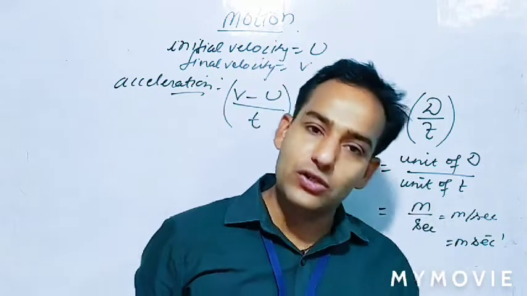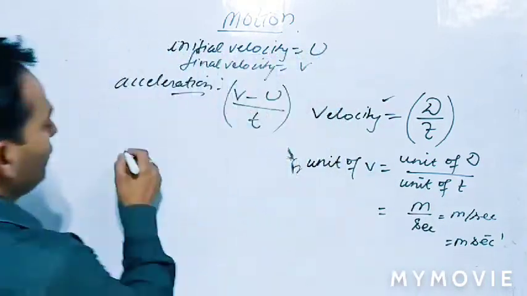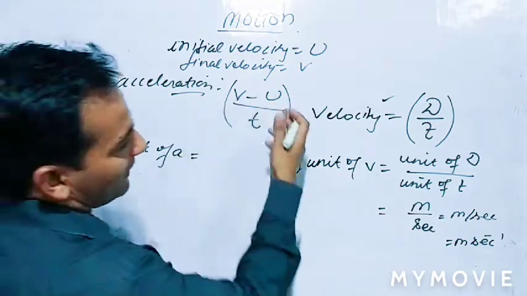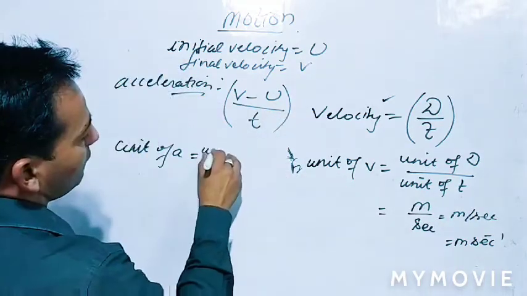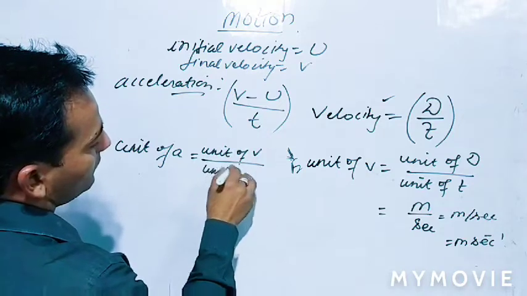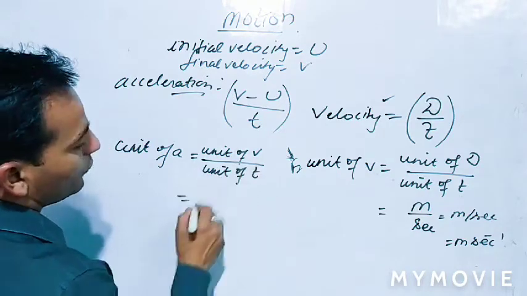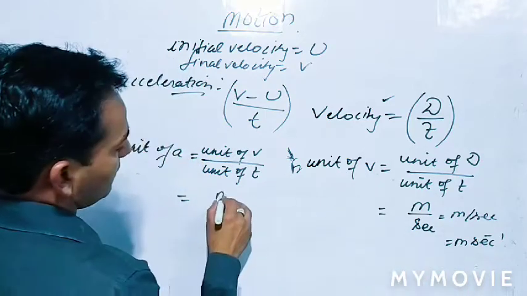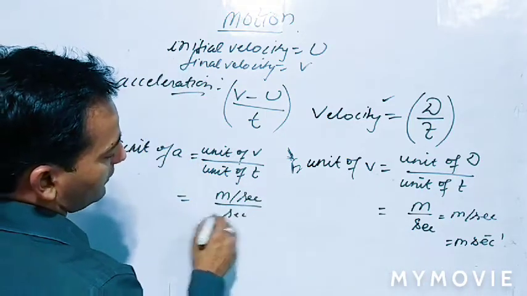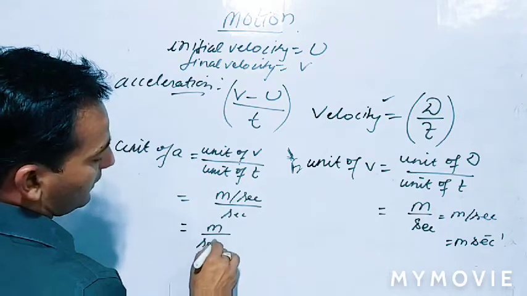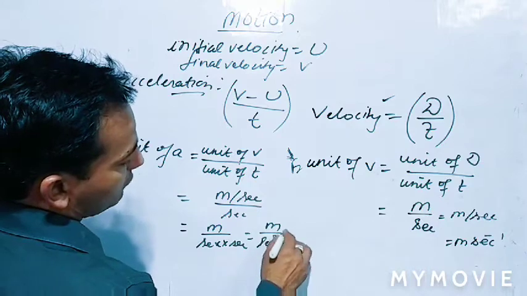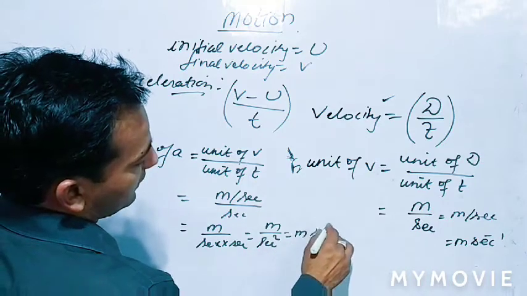Rate of change of velocity is called acceleration. So if we talk about the unit of acceleration, velocity minus velocity gives us velocity only. So we write unit of velocity upon unit of time. Unit of velocity is meter per second, and unit of time is second. So meter upon second into second, that is meter per second square.